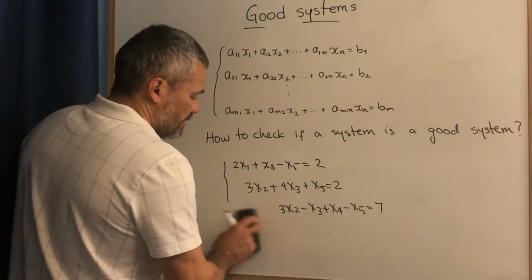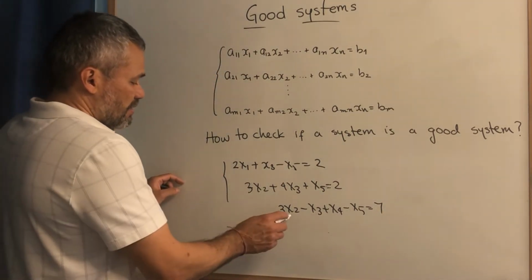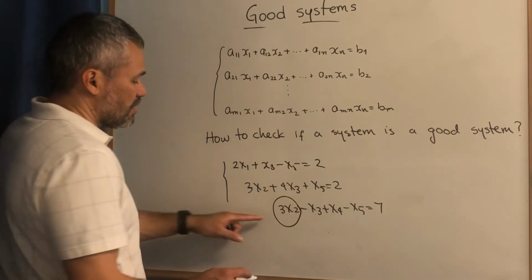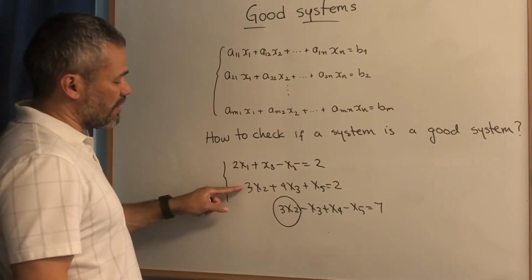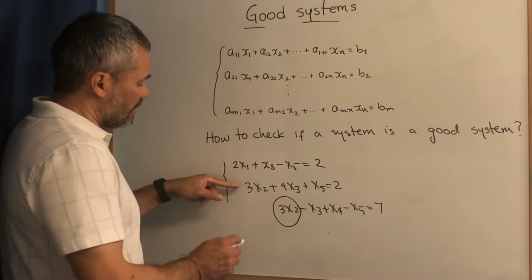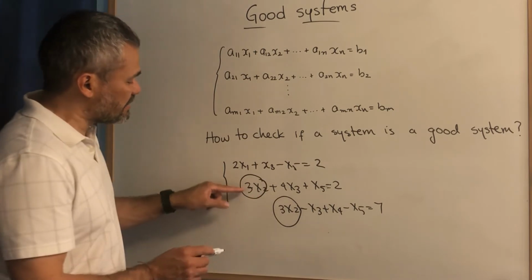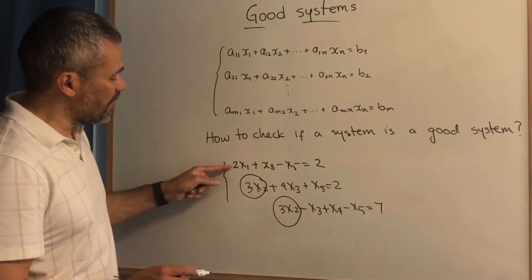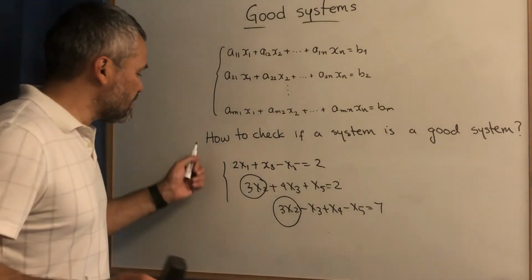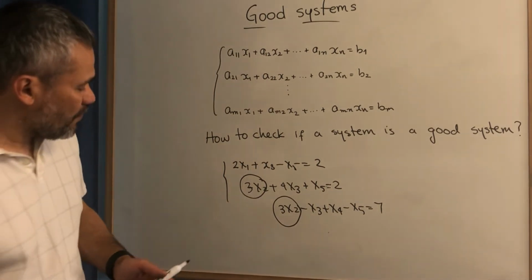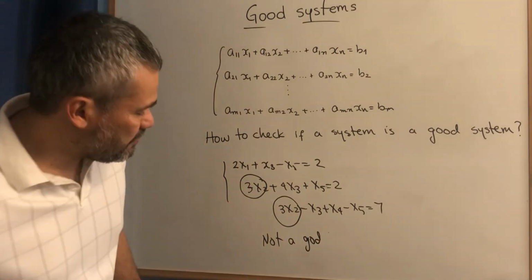If I make it like this, it is not a good system either, because here the first variable that shows up in the last equation doesn't have an index that is bigger than the first variable that shows up in the equation above it. Right? And actually the condition is satisfied here. The first variable that shows up here has an index that is bigger than the first variable that shows up in the equation above it. But this must be true for every equation. In this case, this is not a good system. And let me write this, not a good system.